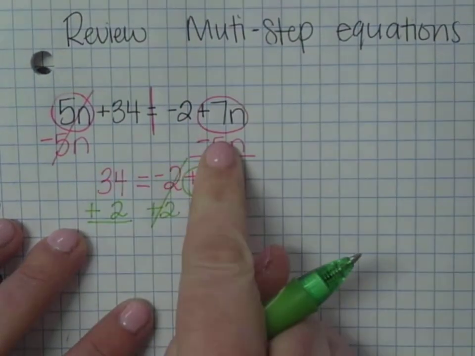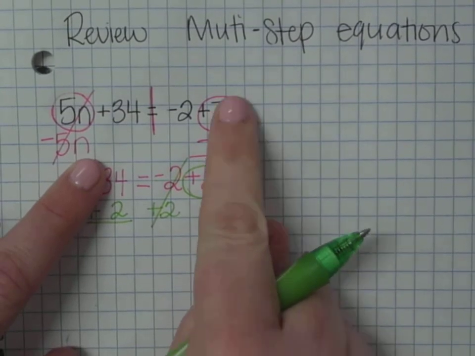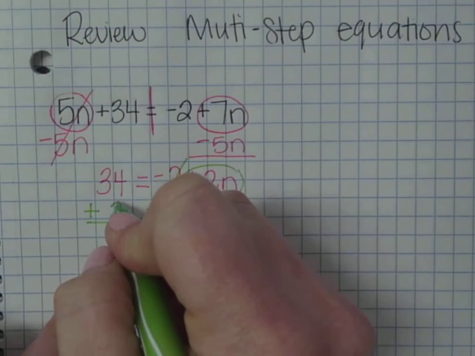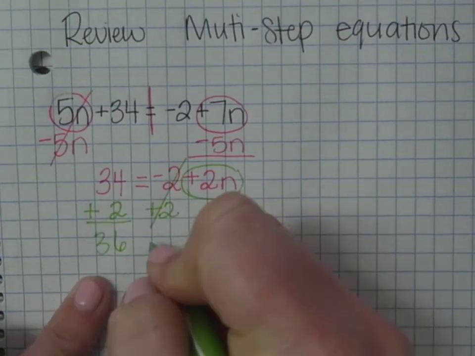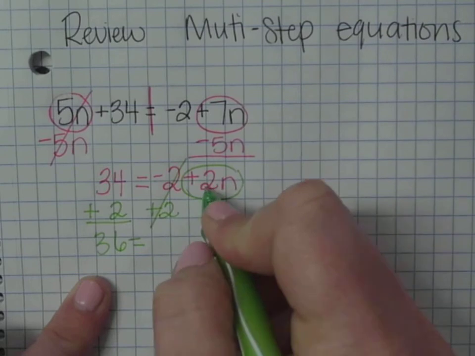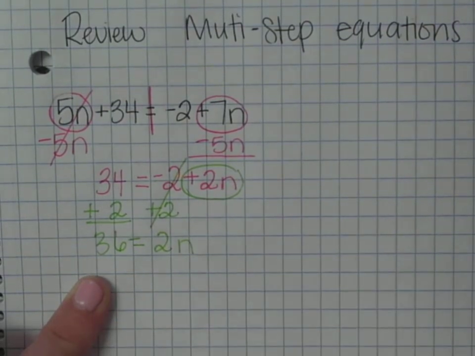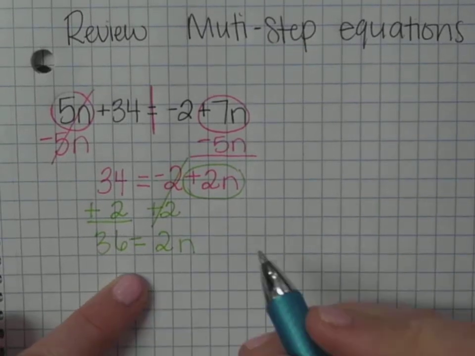One thing that I should have set up here, make sure you line up the n with the n, the part with n. That's why I wrote it directly below the n. Okay, 34 plus 2, 36. So it'd be 36 equals, bring down the 2n. Okay, so 36 equals 2n.